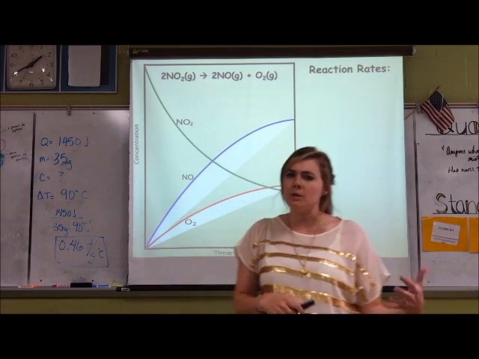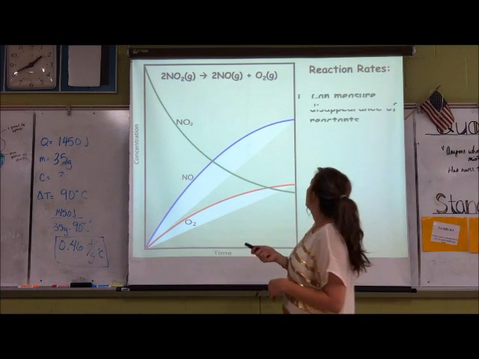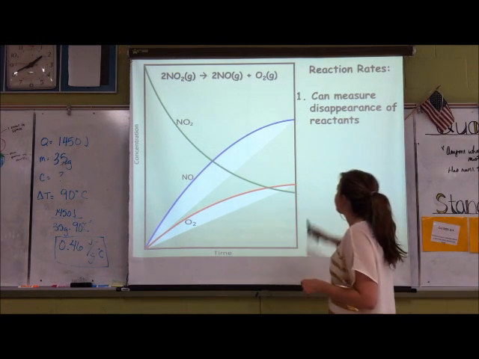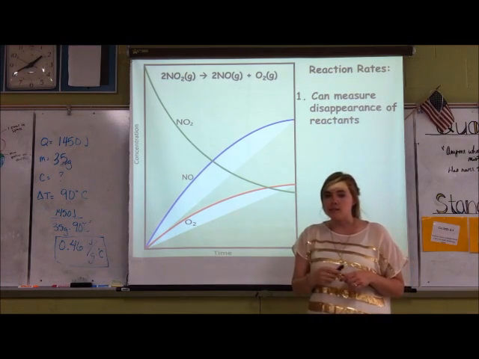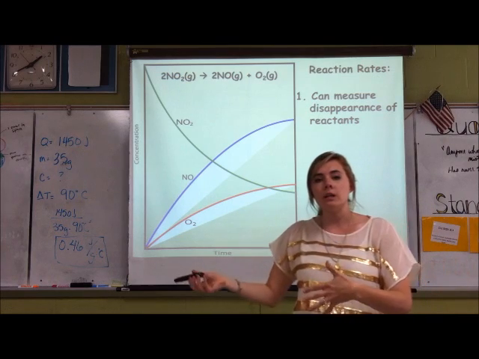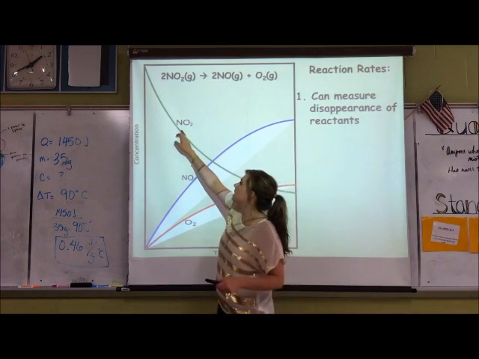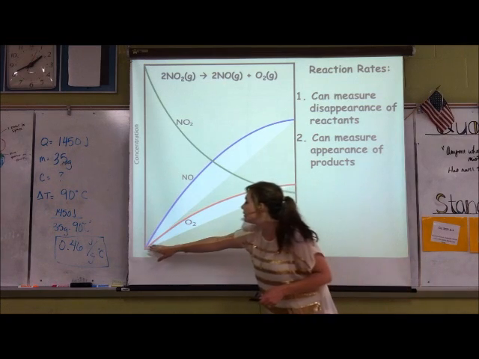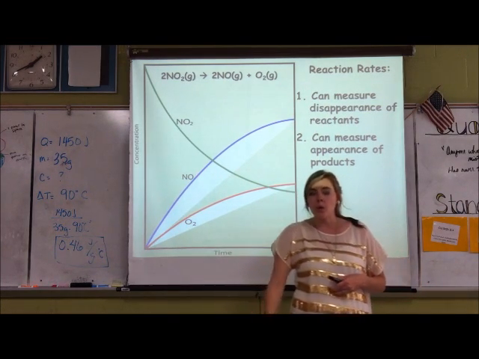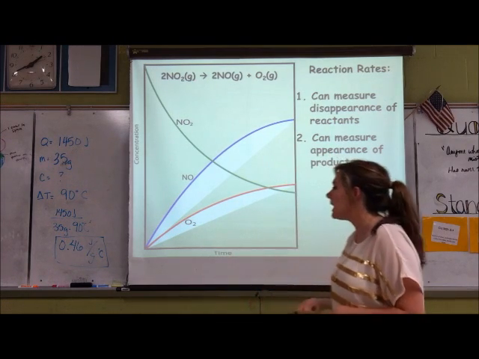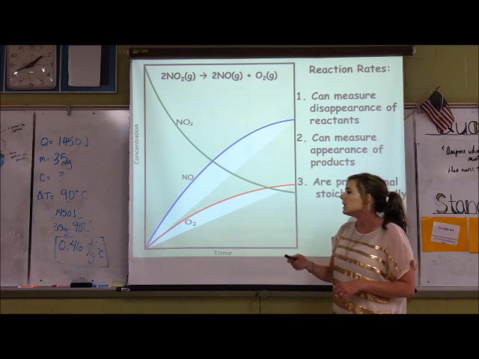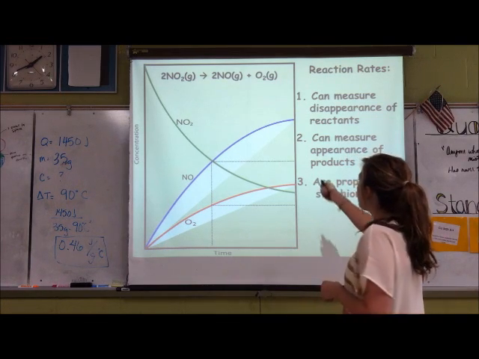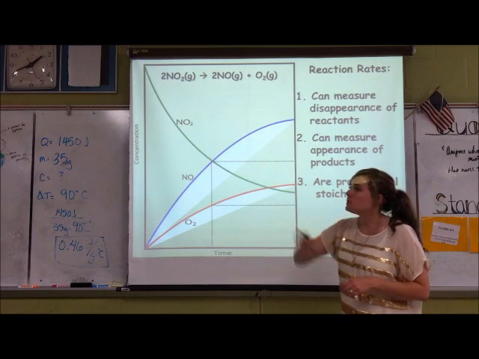Now this can be a long process or it can be a short process, and we'll talk about reaction rates right now. A couple things you need to know about reaction rates. They can measure the disappearance of your reactants. You can use that to measure how quickly what you started with is going away, and that would be this green line right here. The second thing, it can measure the appearance of your products, this blue and this red line. How quickly are you getting NO and O2? You can determine that through your reaction rate, and they are proportional stoichiometrically. Stoichiometry is important here. And this balanced equation is significant in determining your reaction rates.